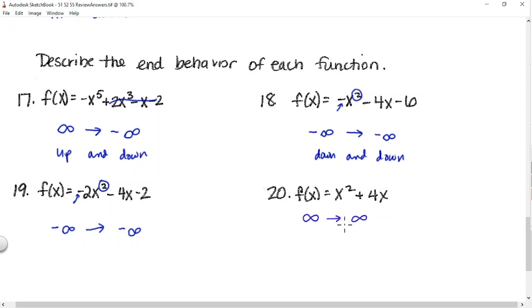And then the last one, I've already got this one filled in, so no drama on this one. When it's even and positive, it's positive infinity on the left and right. So we write it this way. We could write that also as up and up.